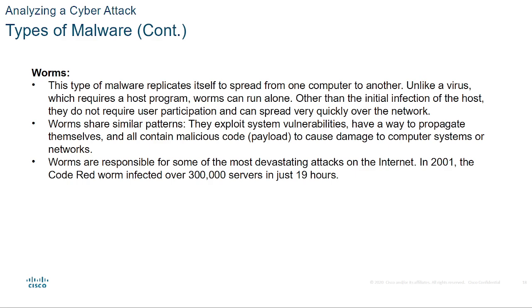Another type of malware is worms. Worms are a type of malware that replicates themselves, and they spread from one computer to another. Unlike a virus that has a host program, worms run alone. Other than the initial infection, they do not require user participation. They spread very quickly by network. Worms can spread from one computer to another as long as they are connected.